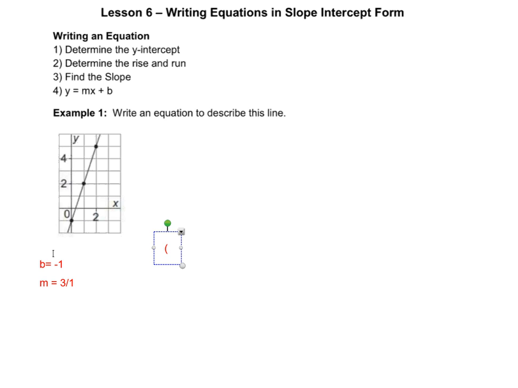I have a point P1, which is the point (0, -1). I also have a point P2, and I'm going to use this one right here, where x is 1 and y is 2. And then I can use my formula of y2 minus y1 over x2 minus x1.